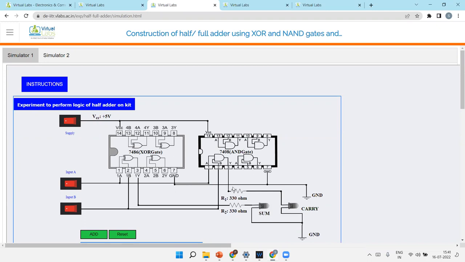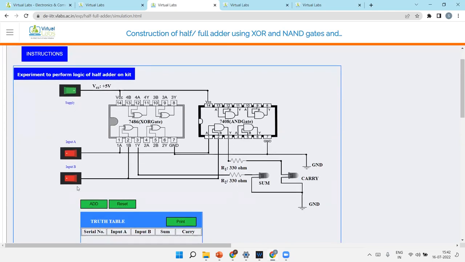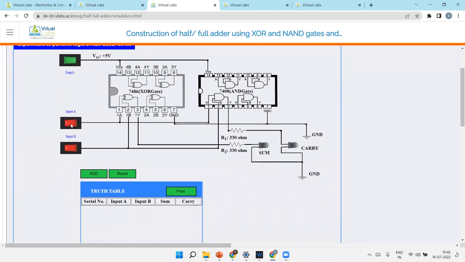And you need resistors and LEDs. LEDs are to check whether the output is 1 or 0. If the LED glows, the output is 1. If it is not glowing, the output is 0. So these two, XOR gate and AND gate. Click on the switch, the supply is connected. Now these are two inputs, A and B. If we are not clicking on the switch, inputs are 0.